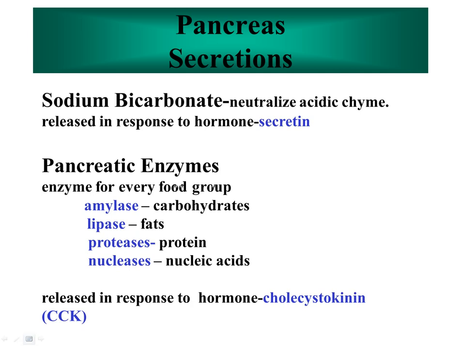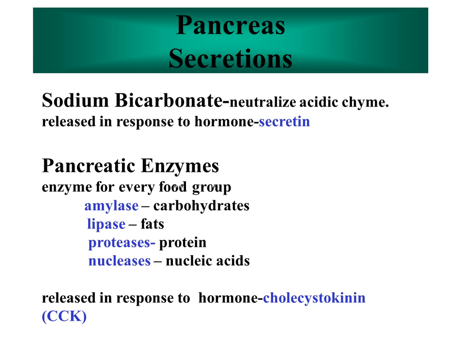It's released in response to the hormone cholecystokinin, which increases the release of digestive enzymes, and less cholecystokinin means less of the enzymes released. More cholecystokinin increases enzyme secretion. And as you will recall from the endocrine chapter, the pancreas is also stimulated to produce insulin with high blood sugar, and glucagon when there is low blood sugar.